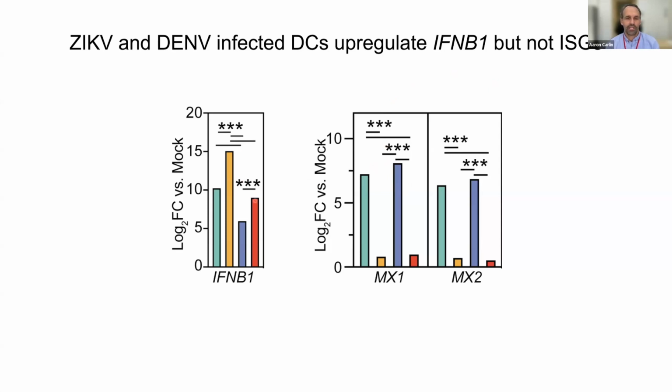And what you can see here is that virus infected cells in red and gold make more interferon beta than the bystander cells. So it's predominantly produced in infected cells. The infected cells themselves are able to make type 1 interferon. However, they cannot respond to type 1 interferon in either case, Zika or dengue. No interferon stimulated genes are produced.